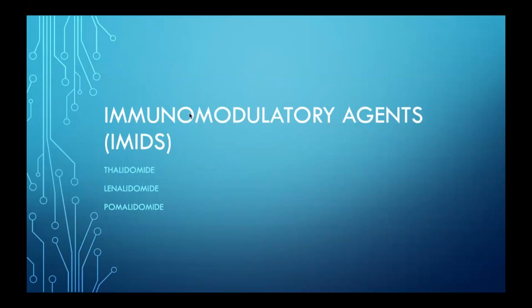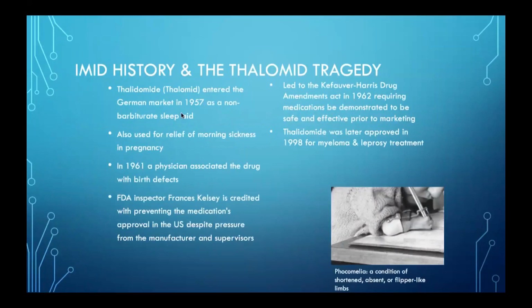That brings us to our next, probably most commonly used group of agents, which are the IMiDs, and so that's thalidomide, lenalidomide, and pomalidomide in myeloma. And I'll take a slight historical detour here because I think it's instructive in terms of why these agents have all the requirements around them that they do. And so thalidomide entered the German market in 1957 as a non-barbiturate sleep aid and was also used for relief of morning sickness. It was first associated with birth defects in 1961. And then you have one of the great kind of heroes of U.S.